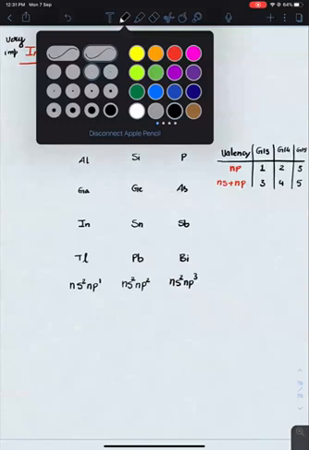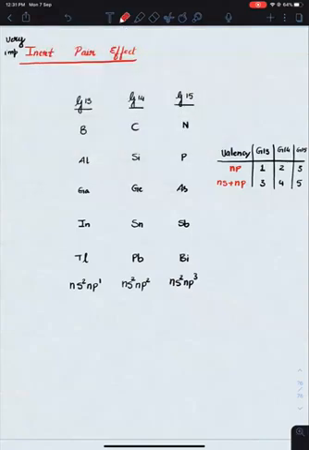ठीक है, इनका periods भी mark कर रहा हूं मैं, period numbers. What is the period number of boron? It is 2, right? 2. 3, this is 4, this is 5, this is 6. Okay.